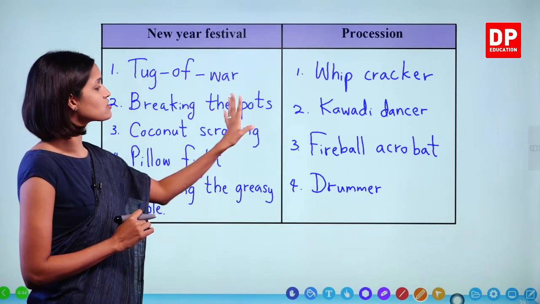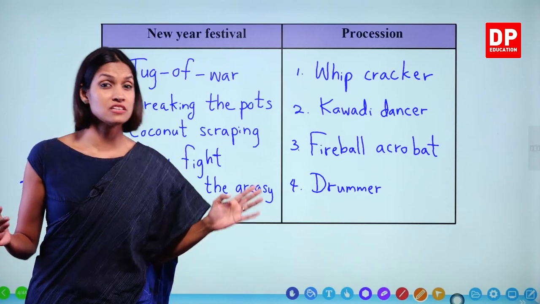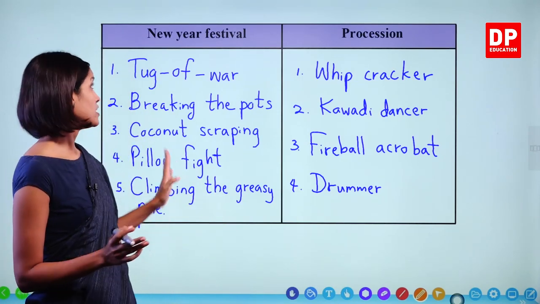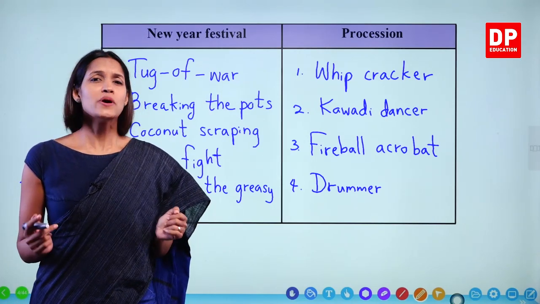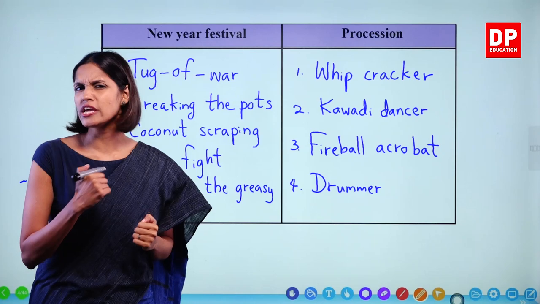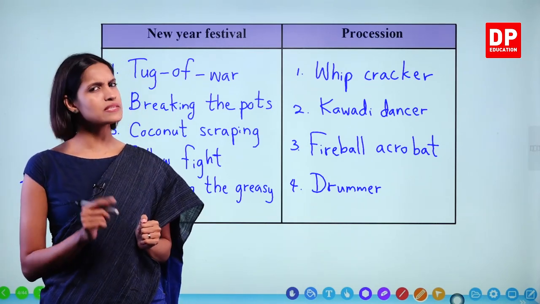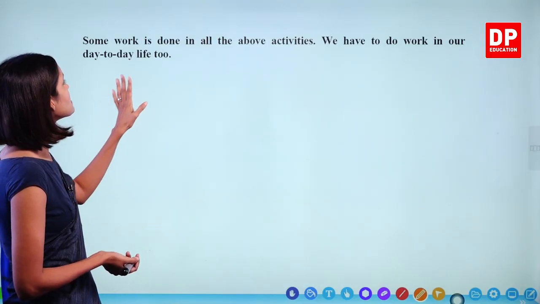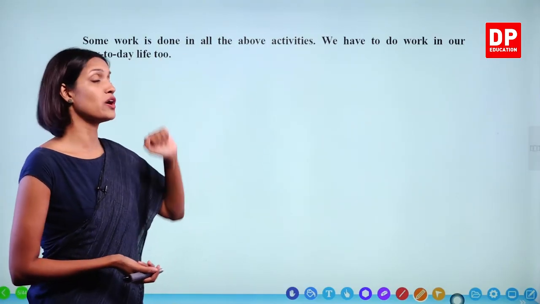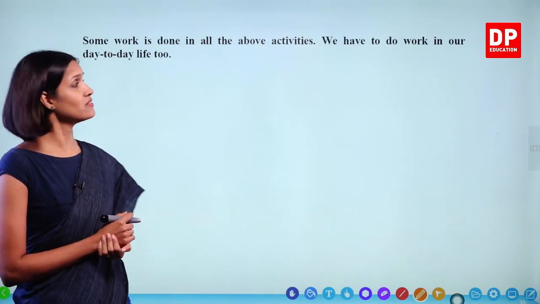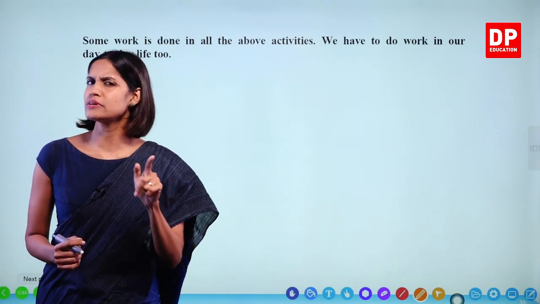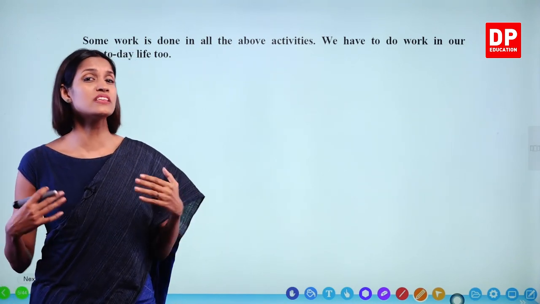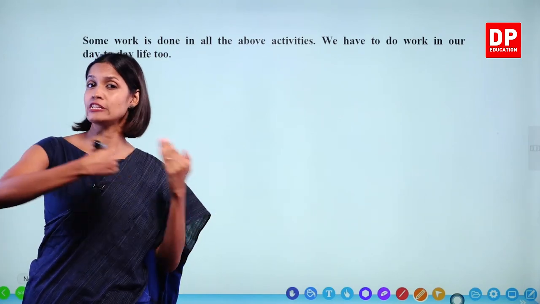So now when it comes to these two instances, these are not day-to-day activities. These are special instances. Okay, so the Nivya festival and procession are counted as special instances. But even in our day-to-day activities, we have to do different types of work. We'll see what those types of work are. Right. So let's go through this. Some work is done in all the above activities. This is about the procession and the Nivya festival, right? We have to do work in our day-to-day life too. So children, what are the activities that you have to engage in? What are the types of work that you have to do from morning to night?